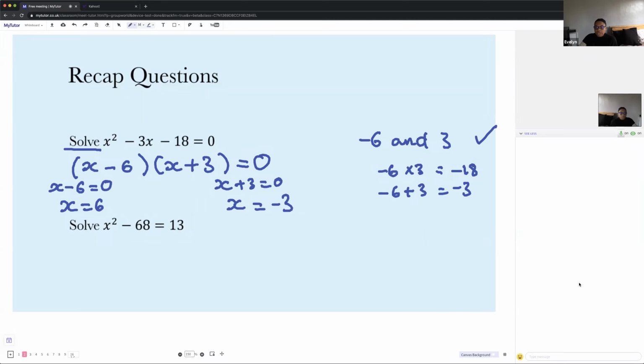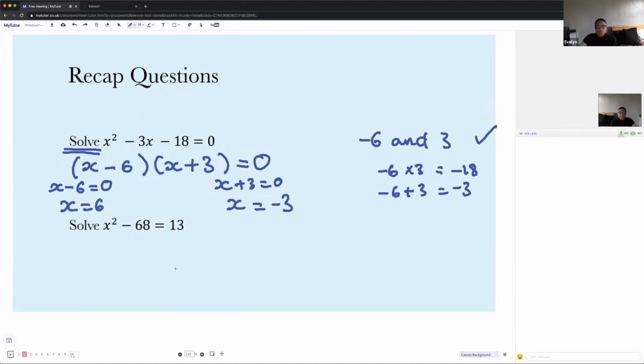Someone did ask, would you get a mark for factorizing? You will definitely get a mark for factorizing. The only thing is that if you don't solve it, if you don't get x equals at the end, you can't get full marks because they asked you to solve it. So always remember the difference between solving and factorizing.